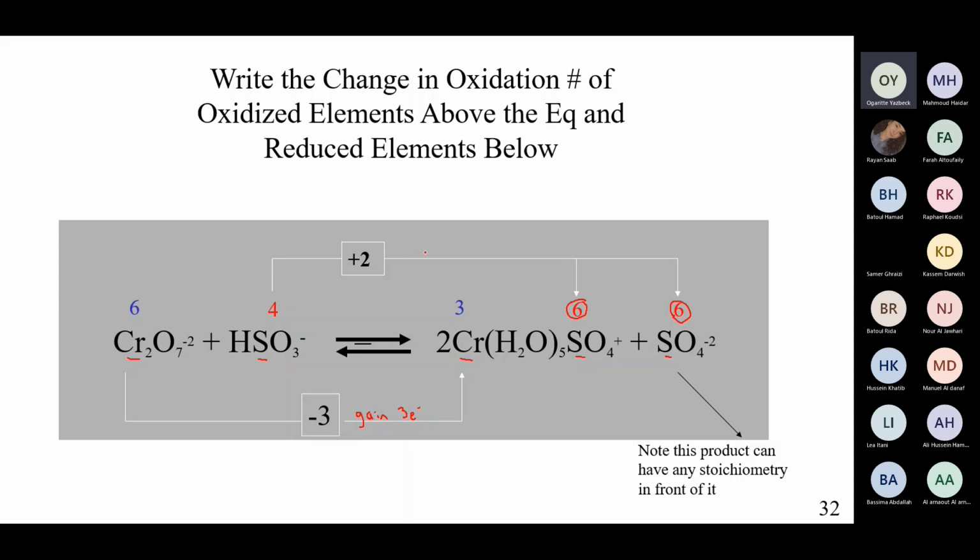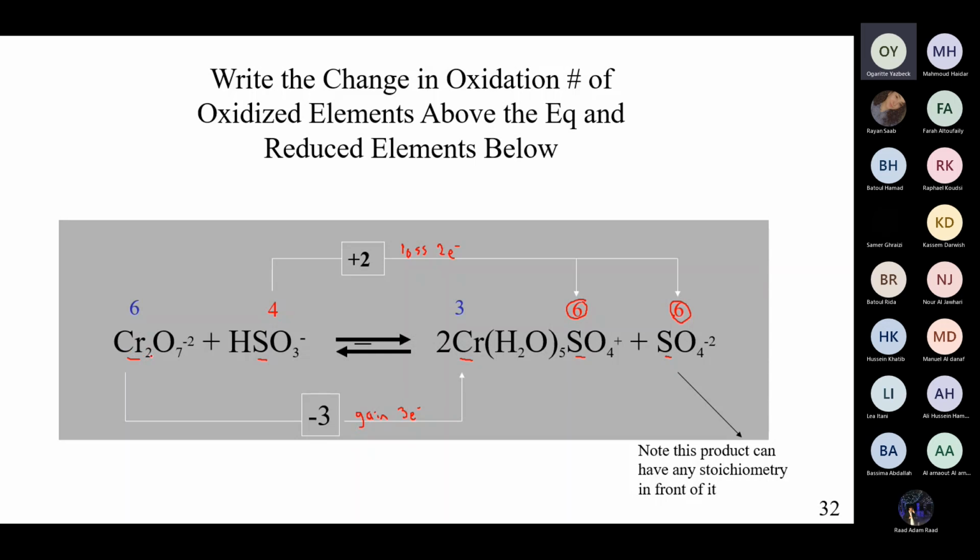What's happening to the sulfur? It's losing, it's becoming more positive, it's losing 2 electrons. Loss of 2, gain of 3 electrons. I must have the loss and the gain equal in numbers. Now, before I have them equal in numbers, I first have to balance the elements.